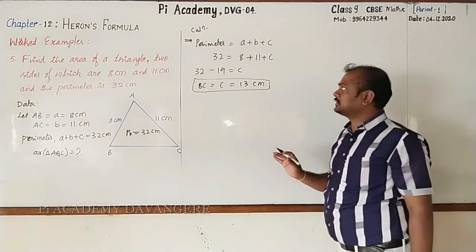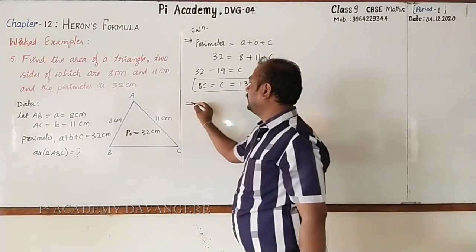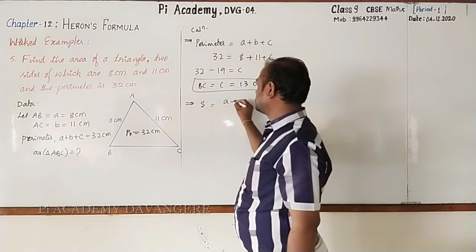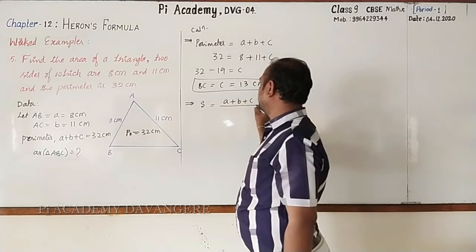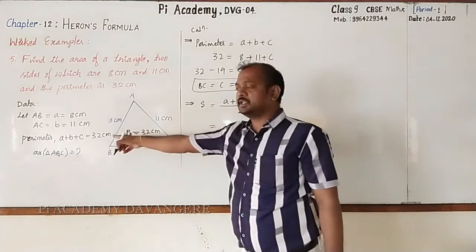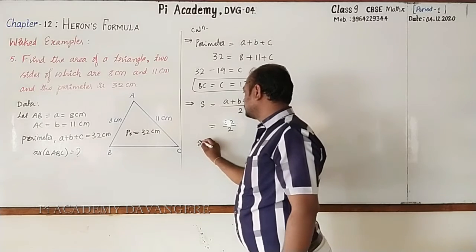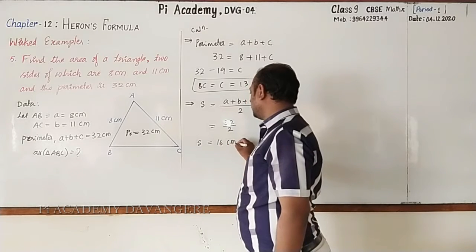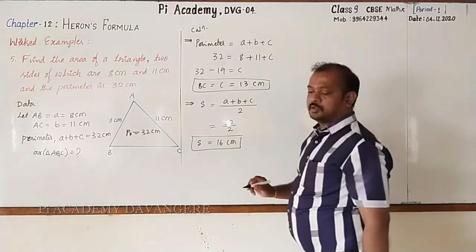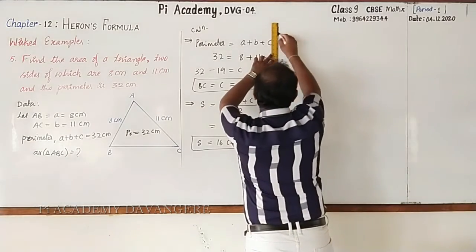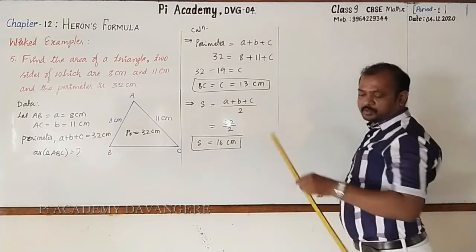All the three sides are known. Now you may go for finding the semi-perimeter. That is S. S is A plus B plus C by 2. What is A plus B plus C? This is 32. Nothing but perimeter. By 2, it is equal to 16 centimeter. Now after this, let's go for finding the area by using Heron's formula.